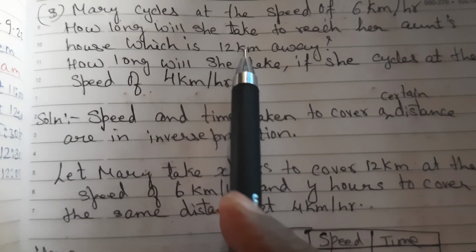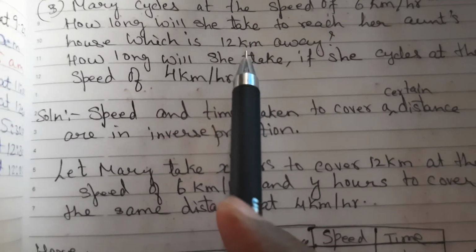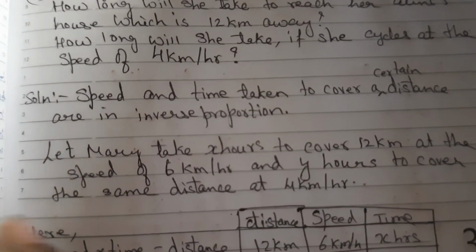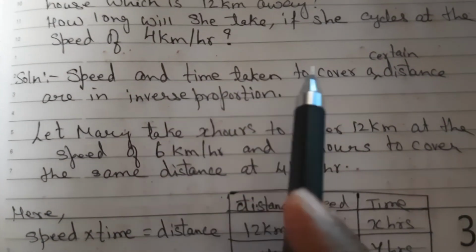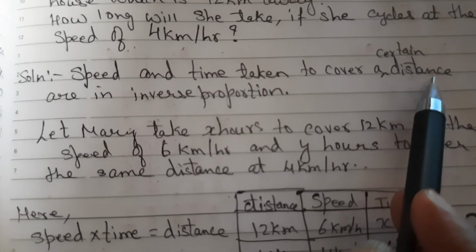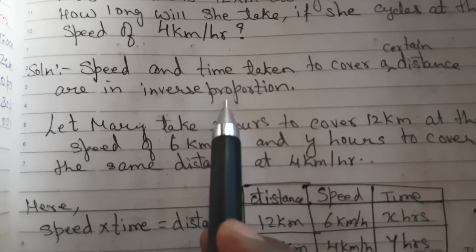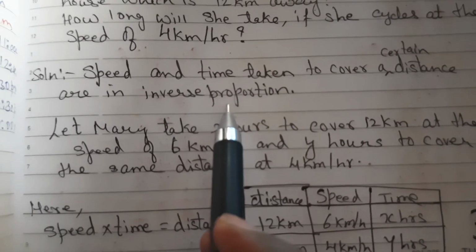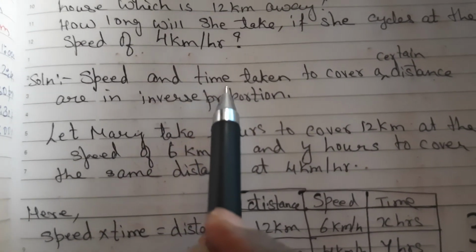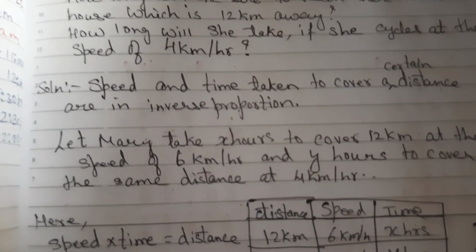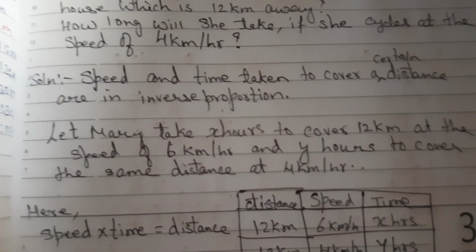Distance remains constant, that is same. The house is not going to move. The house will remain at a distance of 12 km. So speed and time taken to cover a certain distance are in inverse proportion. As you all know, in 6th standard you have learned the distance formula. Okay, so speed and time are always in inverse proportion. If the speed is more, time taken is less.